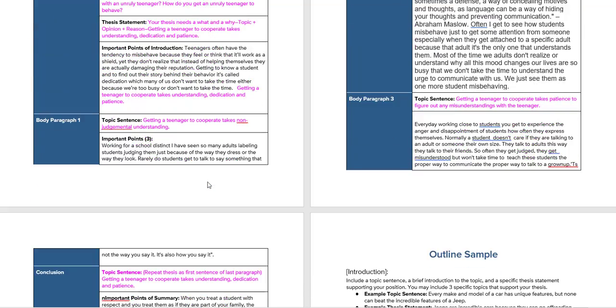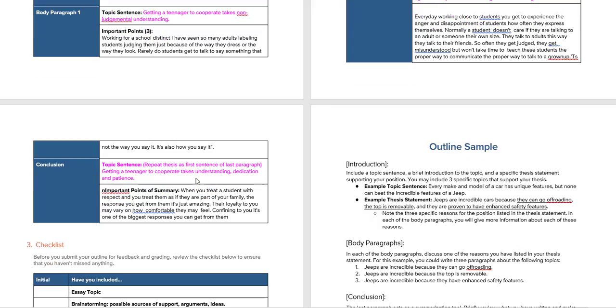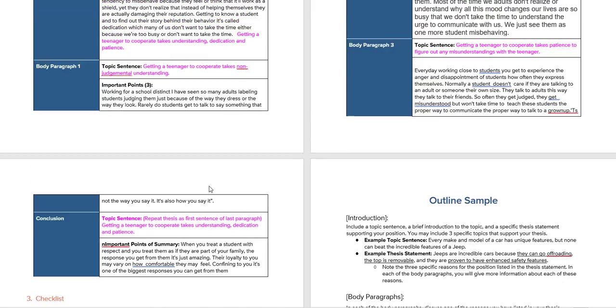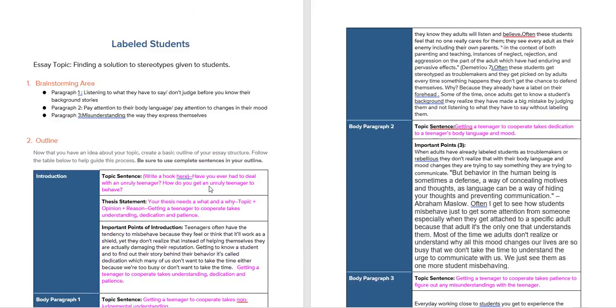Now the very last thing you have to do is in your conclusion: all you have to do is repeat the thesis statement as the first sentence of the conclusion. So: getting a teenager to cooperate takes understanding, dedication, and patience. And then you summarize the highlights of your essay, and you give a strong solution or strong suggestion, like a prediction or an opinion. And so that is pretty much how you do your outline.